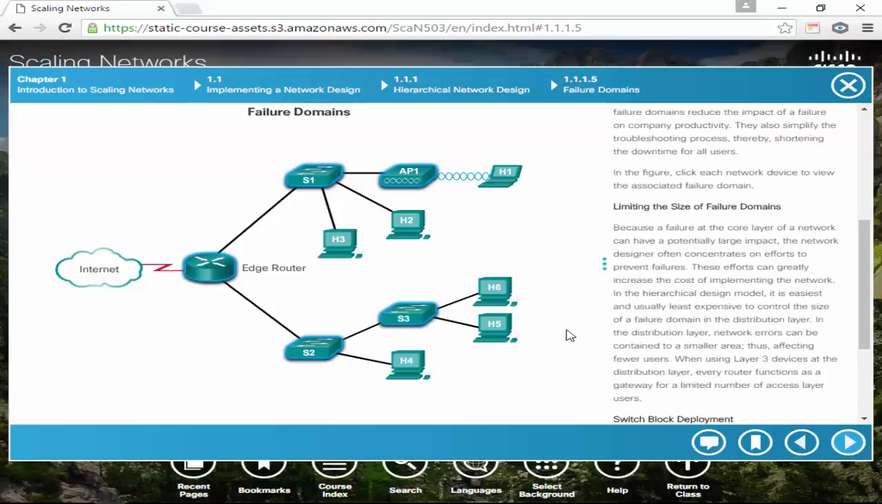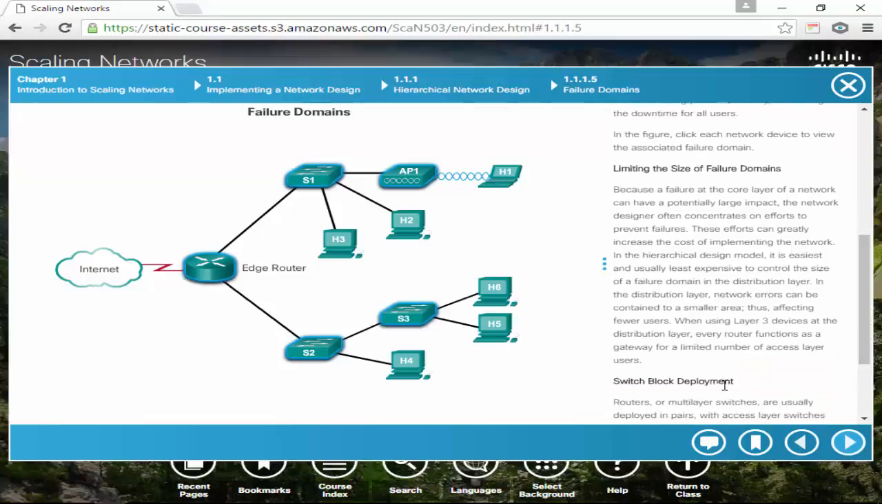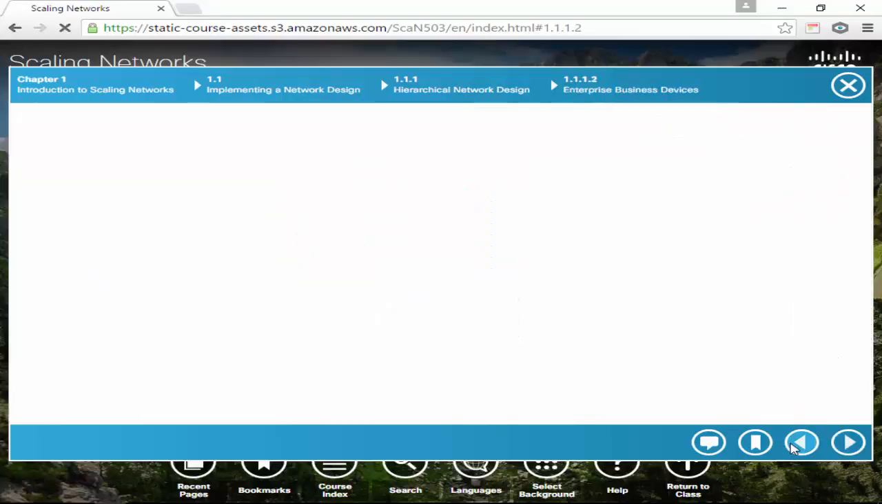You guys can read more on that, but maybe I'll read some more. In the hierarchical design model, it is easiest and usually least expensive to control the size of a failure domain in the distribution layer. In the distribution layer, network errors can be contained to a smaller area, thus affecting fewer users. When using layer 3 devices at the distribution layer, every router functions as a gateway for a limited number of access layer users. Alright, so what does that mean? Well, let's go back to our picture.